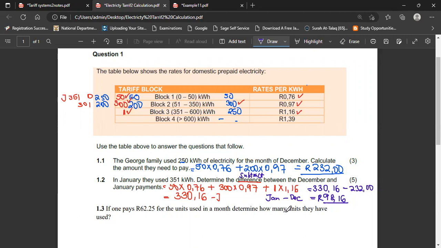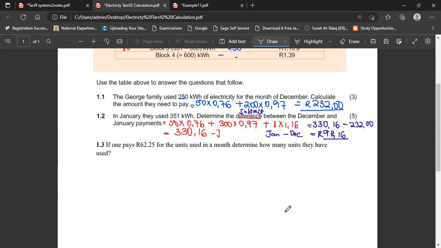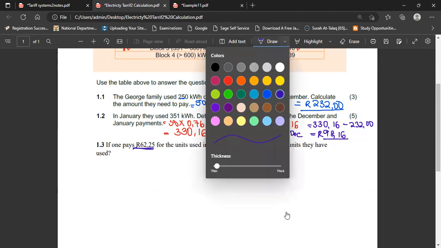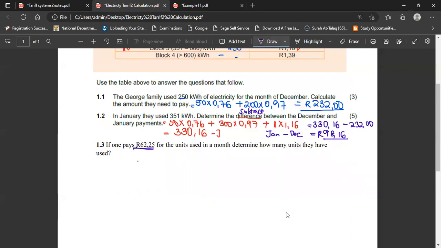Our last question, 1.3. If one pays 62 rands 25 cents for the units used in a month, determine how many units they have used or how many units they would have used. Anyway, as I told you, the last example we've just seen. Now, this is the cost. We are not looking for the cost, but we need to deal with whatever is given to us. What we're going to do now, first and foremost, we shall ask ourselves, if the person uses 50 units, how much do they pay? On your calculator, multiply there and you find out.